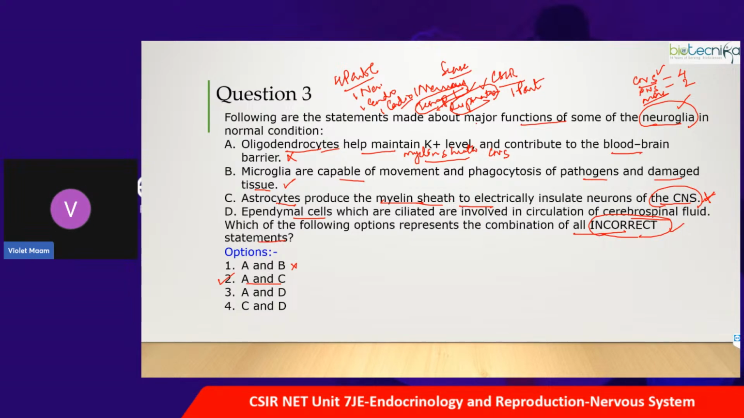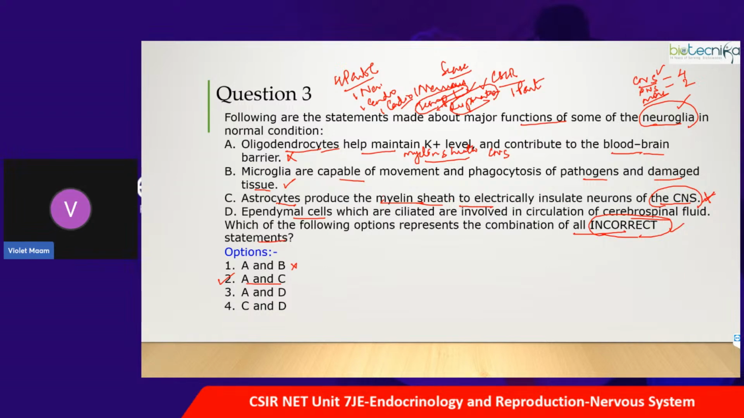Astrocytes are very important neuroglial cells that perform a large number of functions. But any one important function that you remember? Yes, Saujanya, very good. One of the important functions is that it helps to maintain the blood-brain barrier. Also neuronal activity, protecting neurons, learning, memory, brain development, homeostasis. So the right answer over here is option 2, A and C.